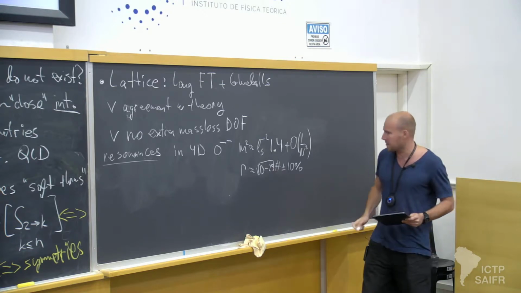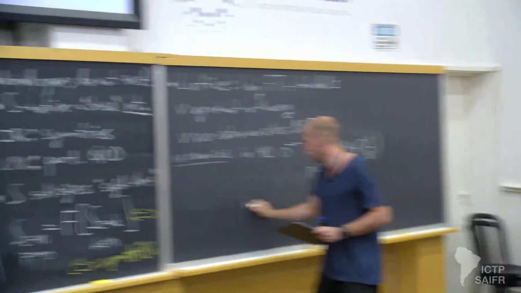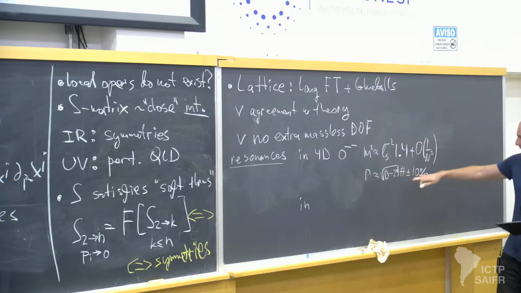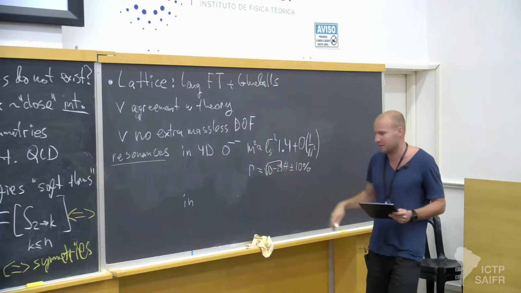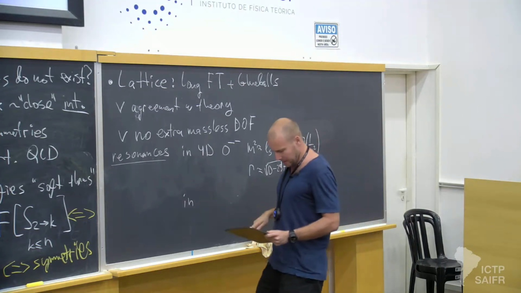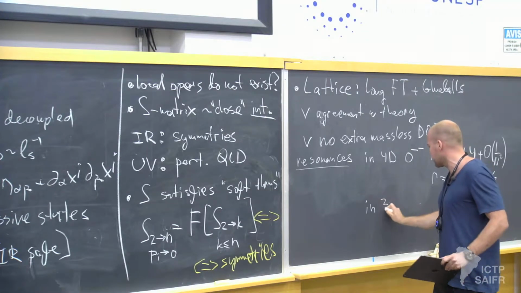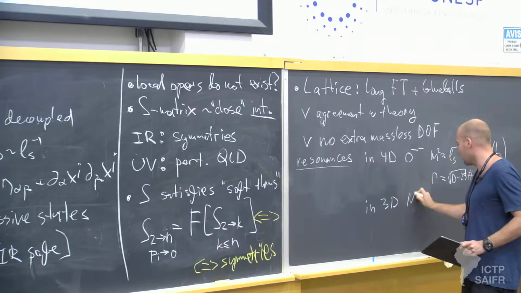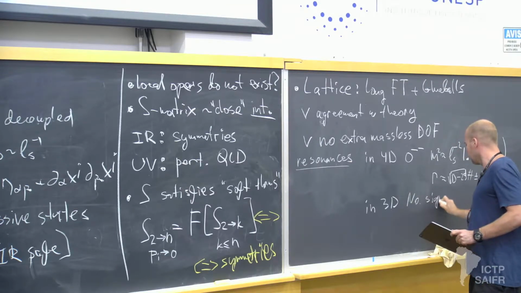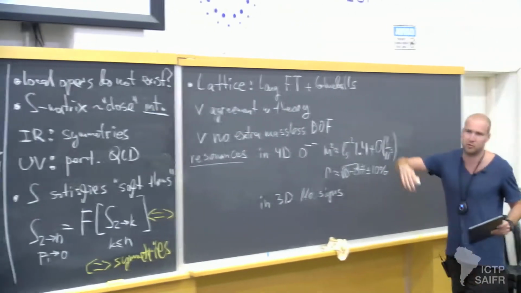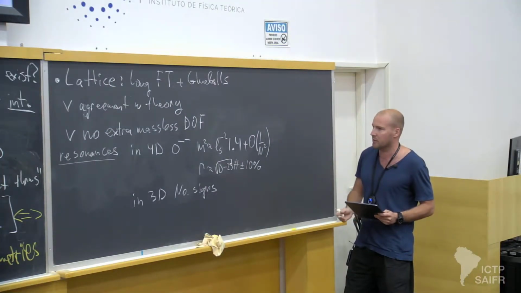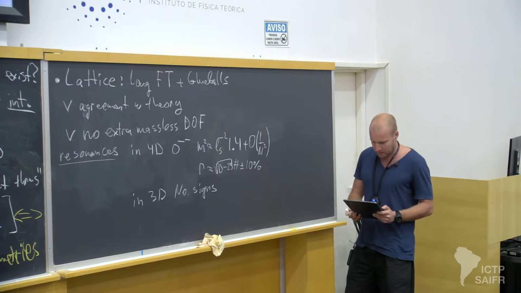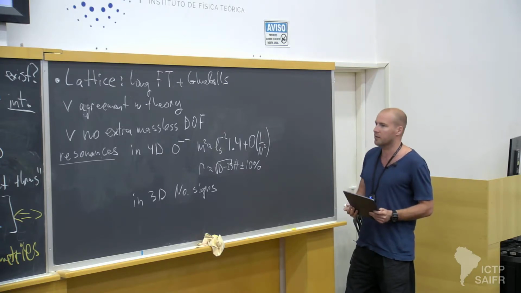In 3 dimensions, I will explain later why I factored out the square root of D minus 25. In 3 dimensions, there are no signs of any resonances up to energies that we can try to estimate, but at least up to energies accessible in the lattice and in the global spectrum, there are no signs of resonances.